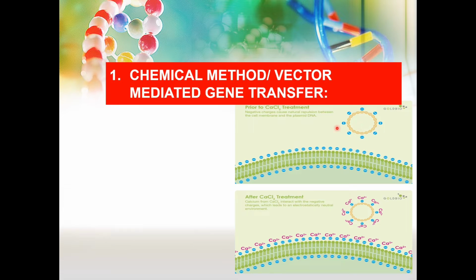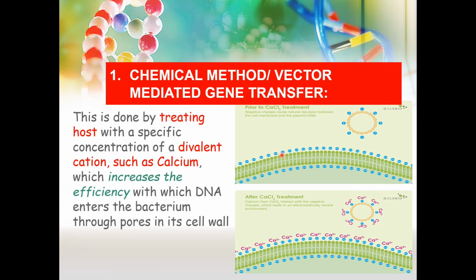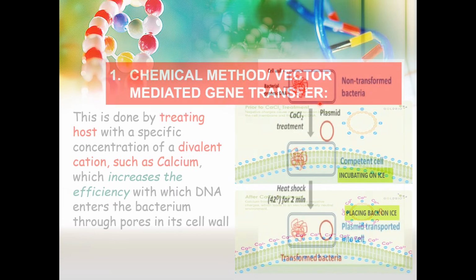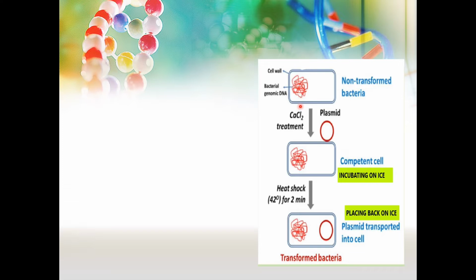Now, when we treat these host cells with a specific concentration of divalent cation like calcium, these calcium ions neutralize the negative charge and due to that, they increase the efficiency of the bacteria to take up the recombinant DNA by creating pores in their cell wall. We made the host cell competent by treating them with calcium chloride.